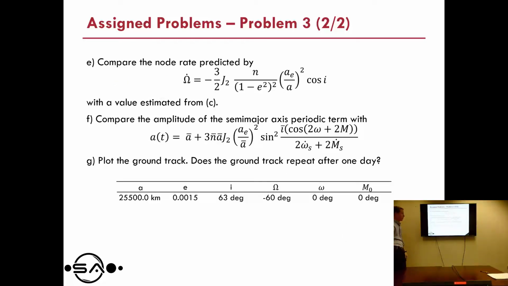Then you're going to compare the node rate again. You're also going to compare the amplitude of the semi-major axis periodic term, because your semi-major axis is going to be changing as well due to that J2 perturbation. These are your initial values, but you're also going to plot the ground track and tell me if the ground track repeats after 1 day. Those are your initial values for that satellite.